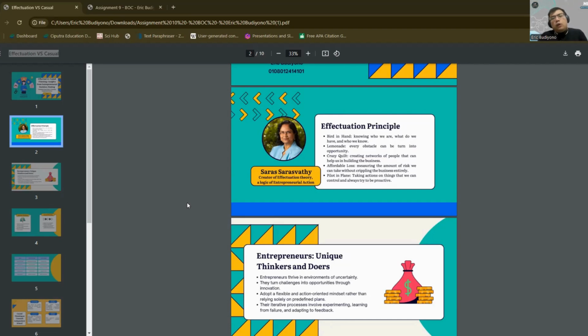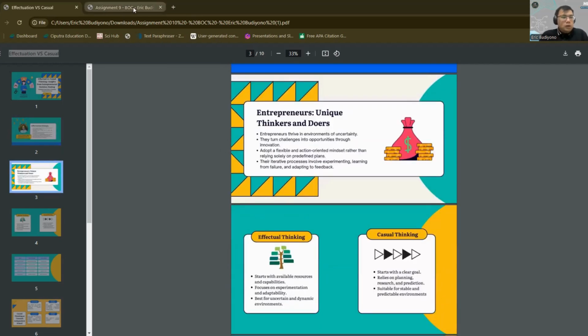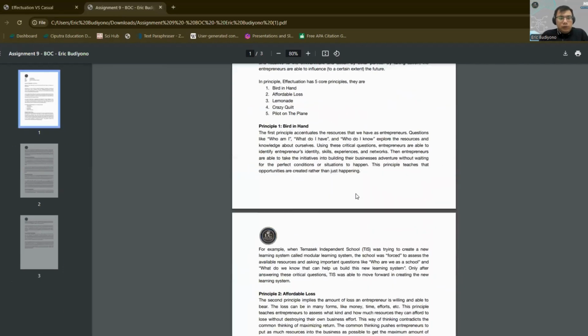The creator of this effectuation theory is a professor called Saras Sarasvathy. I believe that she is still a professor in the School of Business, one of the top universities in the US. Okay, so before I continue here, I want to explain this.